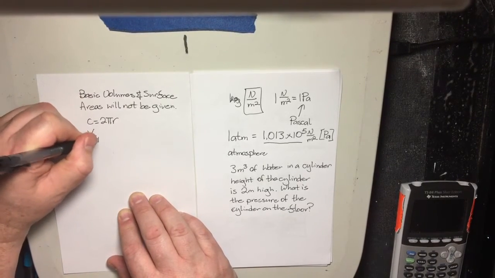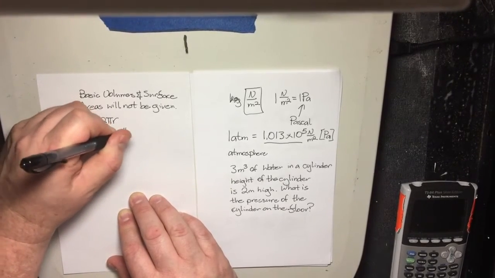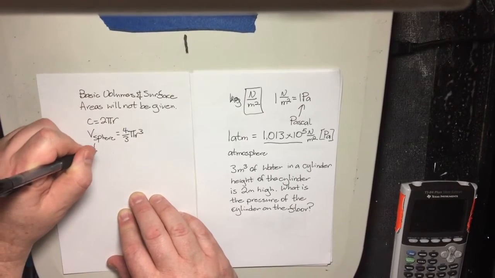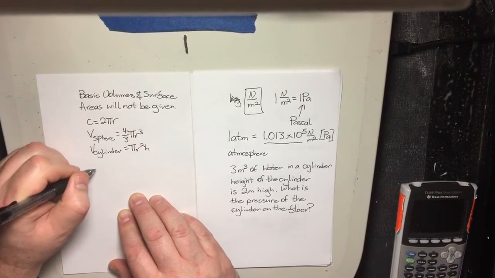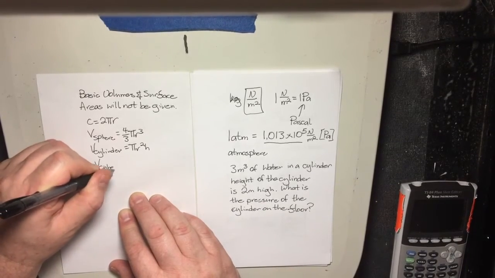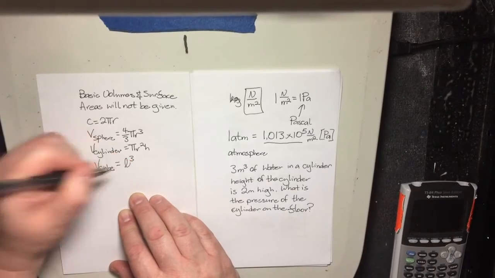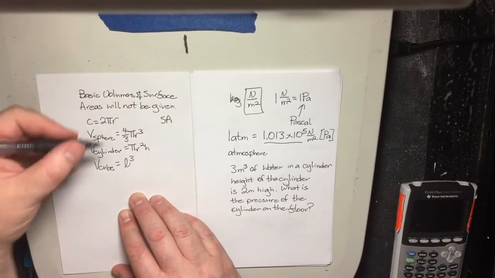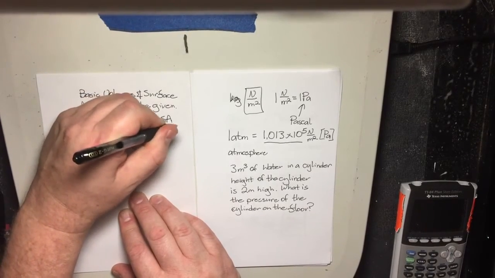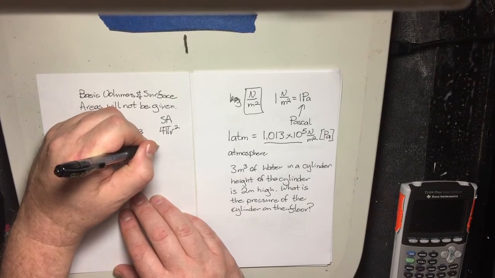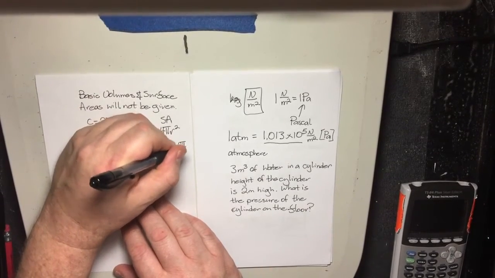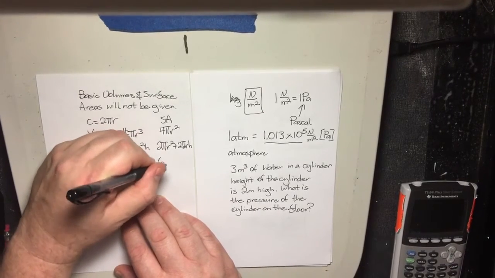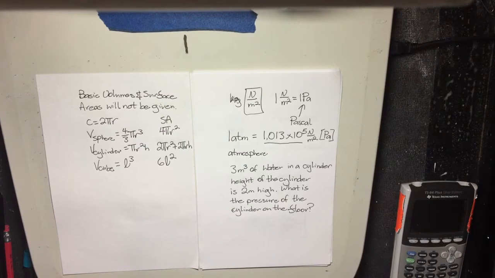The volume of a sphere, 4/3 pi r cubed. Volume of a cylinder is pi r squared h. Volume of a cube, that's L cubed. If we had surface areas, a surface area of a sphere is 4 pi r squared. Cylinder, 2 pi r squared plus 2 pi r h. Cube, 6 L squared. The basic shapes that we cover in the problem set are your responsibility to learn.